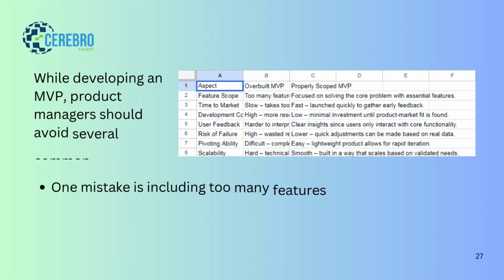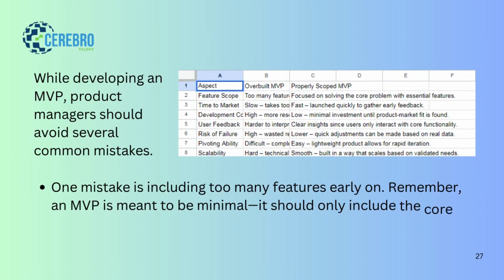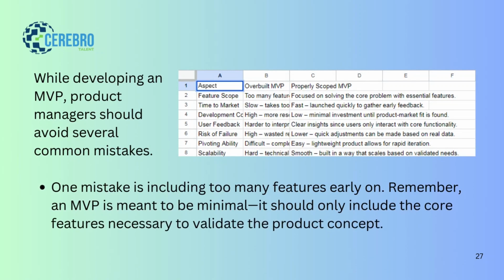While developing an MVP, product managers should avoid several common mistakes. One mistake is including too many features early on. Remember, an MVP is meant to be minimal. It should only include the core features necessary to validate the product concept.